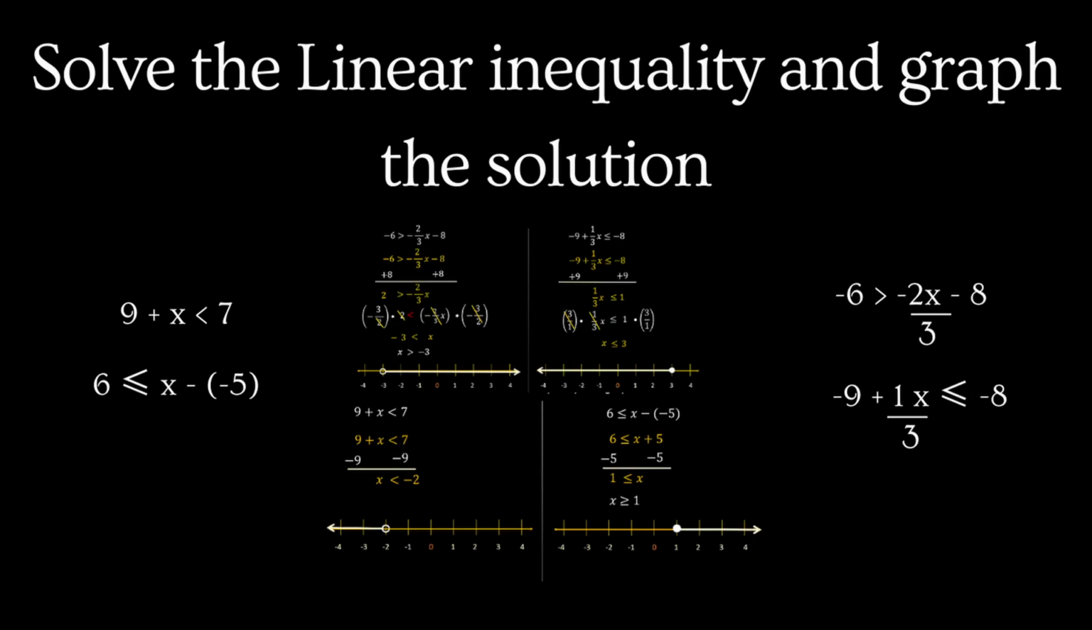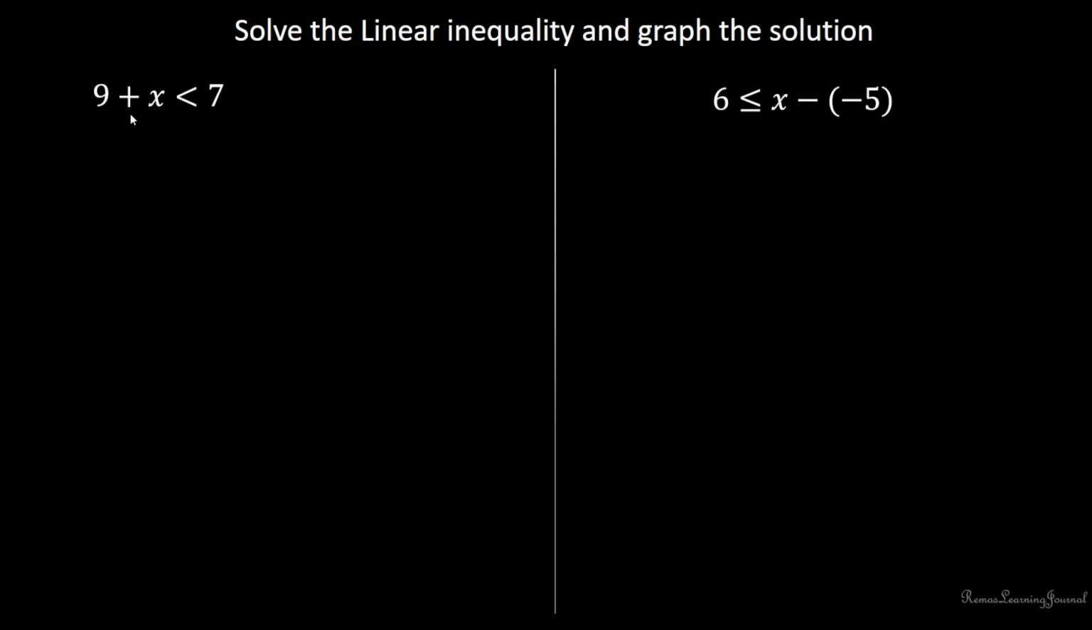Let's see how to solve these linear inequalities and then graph the solution and then write the solution in interval notation. 9 plus x less than 7. To solve this inequality, we need to eliminate 9 from the left side of this inequality.